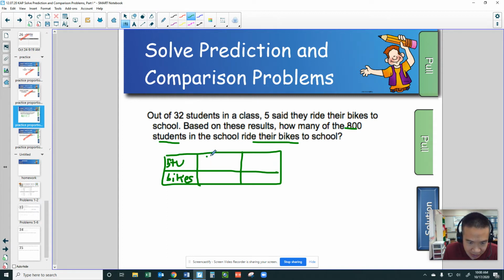32 students in a class, so 32 goes here. 5 said they ride their bike to school. So 32 students, 5 said they ride their bikes. By the way, if you wrote the labels the other way, it is okay. If you put bikes on top, students on the bottom, it's okay, as long as you put the numbers in the correct spot. Based on the result, how many of the 800 students, so 800 goes here, and then I need to find this part. So that's one way you do it.